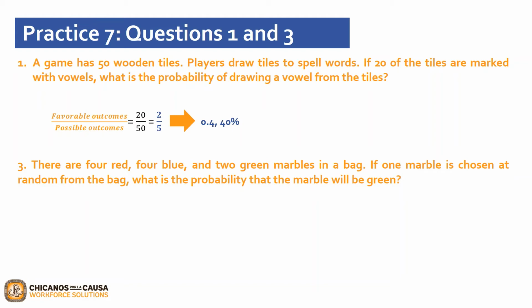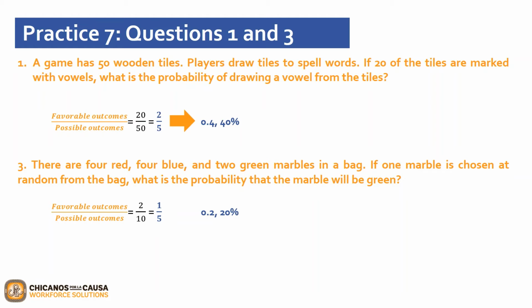Question 3. There are 4 red, 4 blue, and 2 green marbles in a bag. If one marble is chosen at random from the bag, what is the probability that the marble will be green? So same process. We know that by adding 4 plus 4 plus 2, we have 10, which is our possible outcomes. But we want to know what the outcome is of one of those marbles being green. So we know that we have 2 green marbles in the bag, which is our favorable outcome.